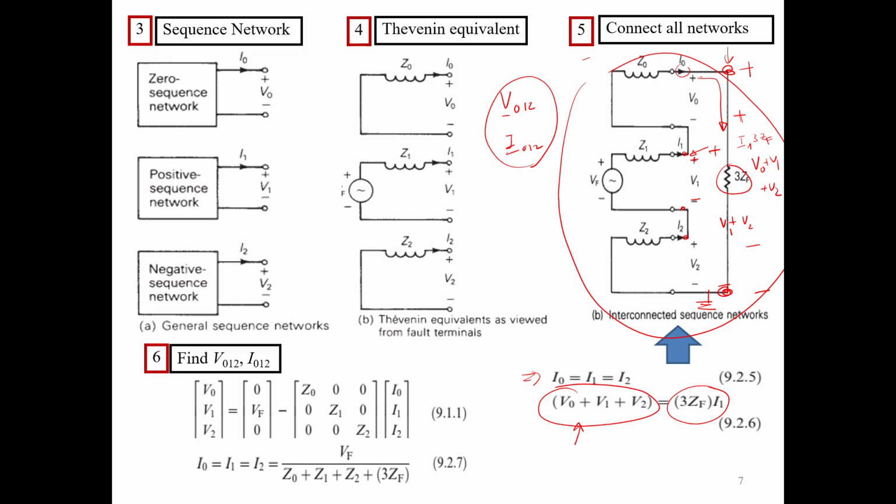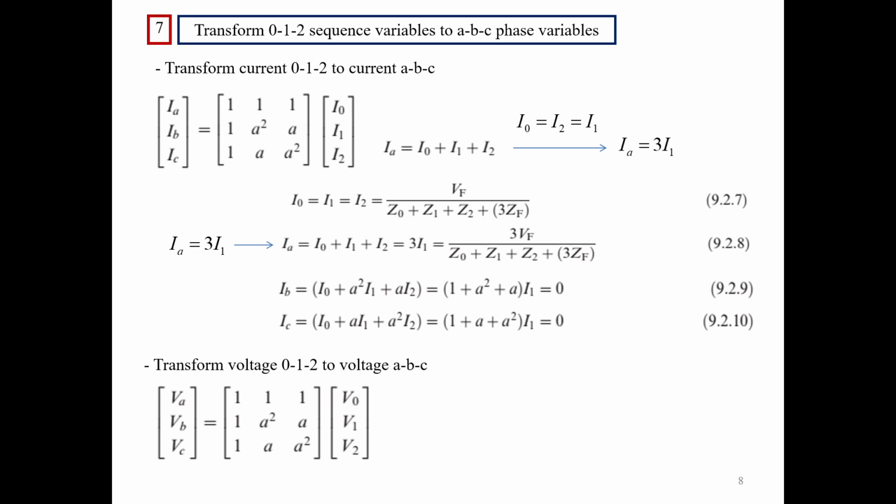But in practice, since we are dealing with measurements in real life, you measure everything in ABC. So you need to transform this set of voltages and currents back into VABC and IABC, right? You need to transform this back to the phase quantities. This is done in this step number 7, right? So after the transformation, if you know this I0, I1, I2, and you want to know IABC, you just follow the formula, right?